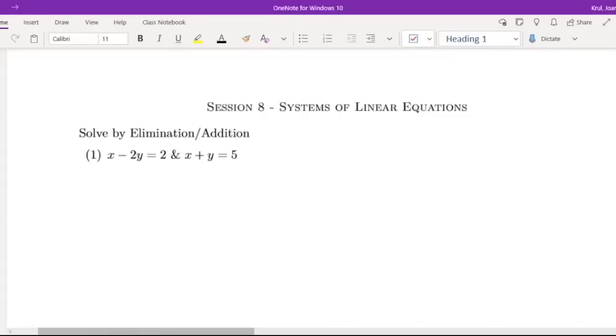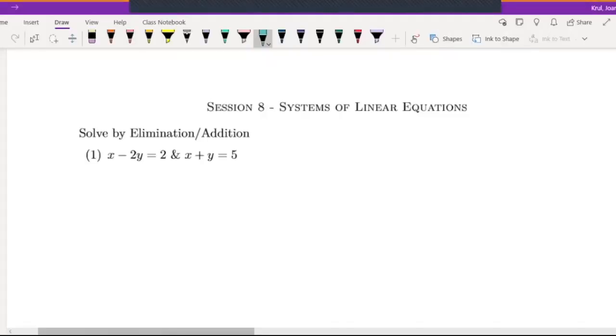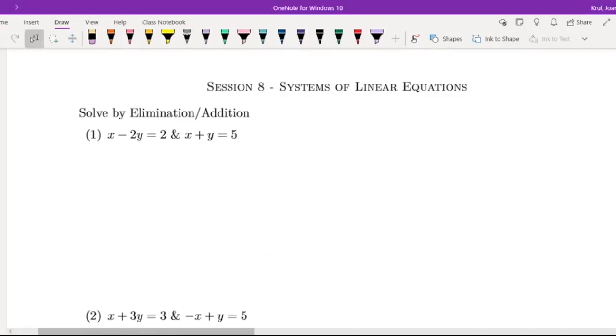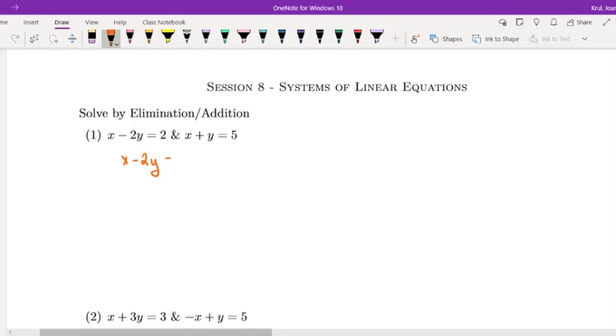The last way that we can learn how to solve systems of linear equations is called solve by elimination, or the addition method. So I'm just going to show you by example how this is going to work. What you're going to do is take the two equations that are written next to each other and write them on top of each other. So choose one to go on top and the other one to go on the bottom.